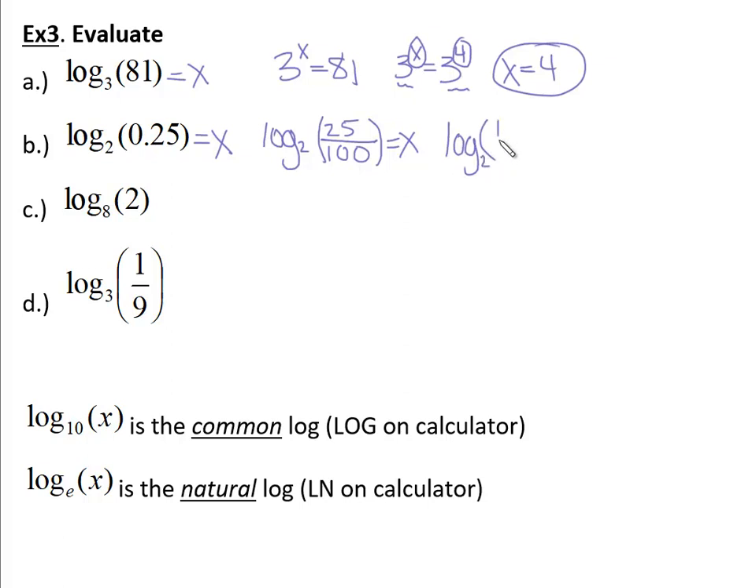It's log base 2 of 1/4 equals x. And anytime I have a number in the denominator, to get it out of there, we're going to go back and use negative exponents. So I could write this as 4 to the negative 1st power.